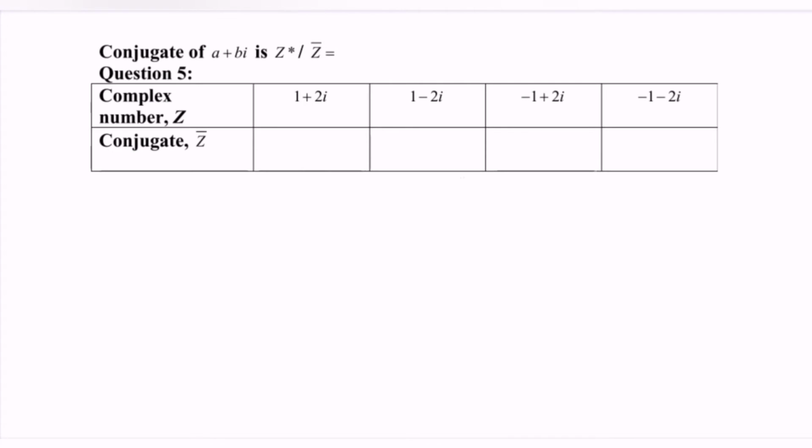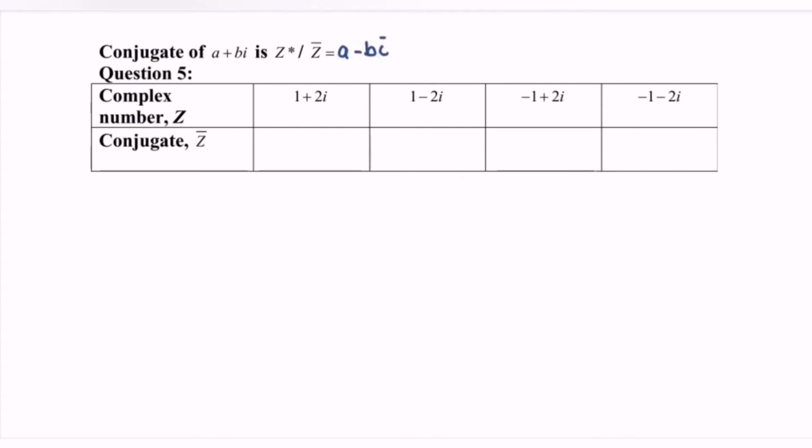Next, we move on with the second part, which is the introduction to the conjugate of the complex number. We denote it as z asterisk or z bar. Let's say we have z equals a plus bi. The conjugate of a plus bi would be z bar, which equals a minus bi.